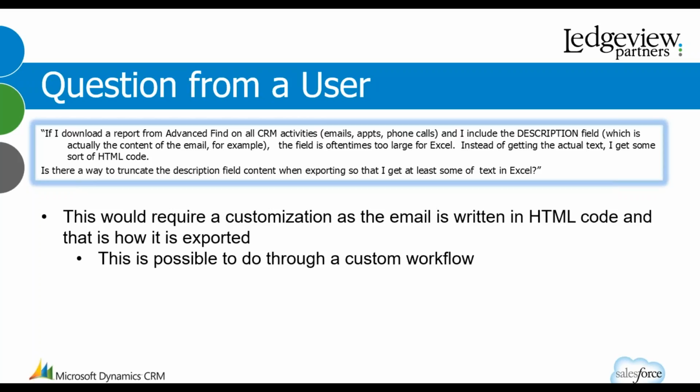This actually does only occur on emails. With phone calls and tasks, no matter if you fill out the entire description field, when you export that, it will show the text. The reason why it does this on email is because emails, when they're pulled into CRM, are done with HTML coding. That's how they're set up. We can strip away that HTML coding and show just the text, but this is done through a custom workflow. We at Ledgeview Partners would be happy to set this up for you, but it would be a custom workflow.